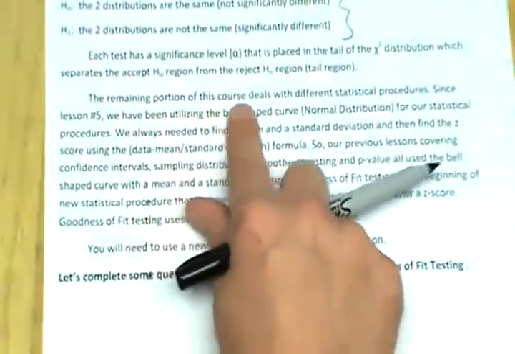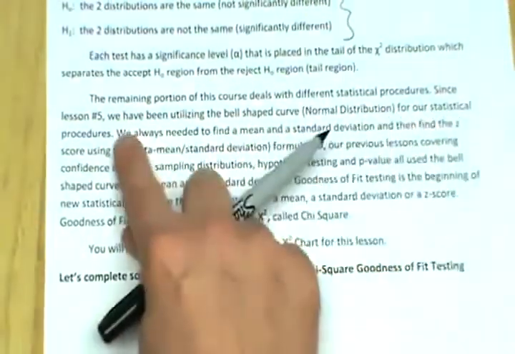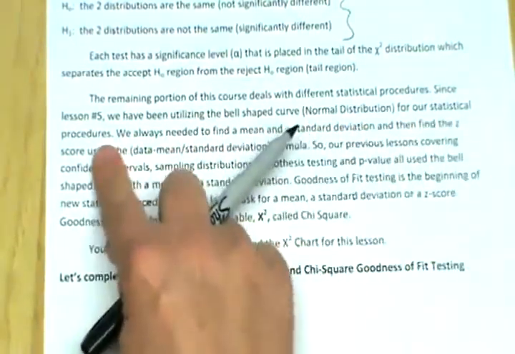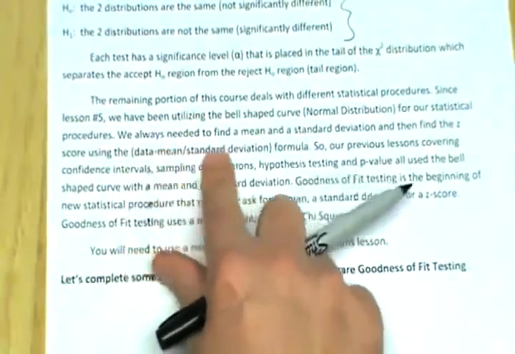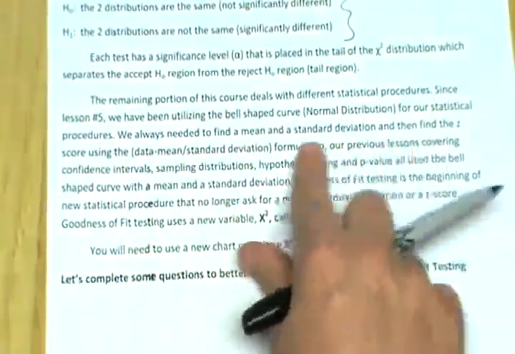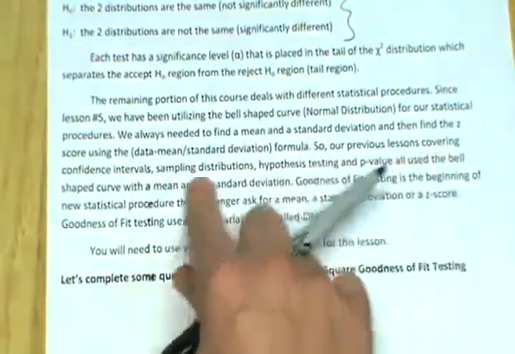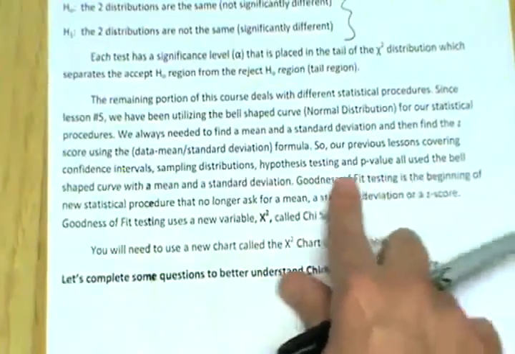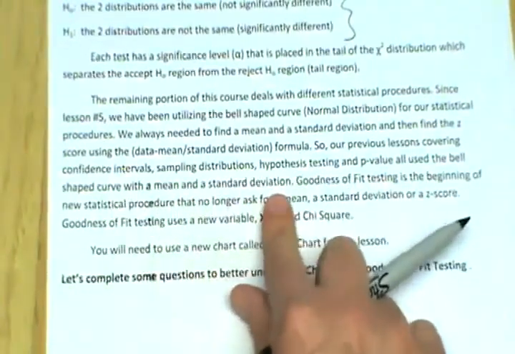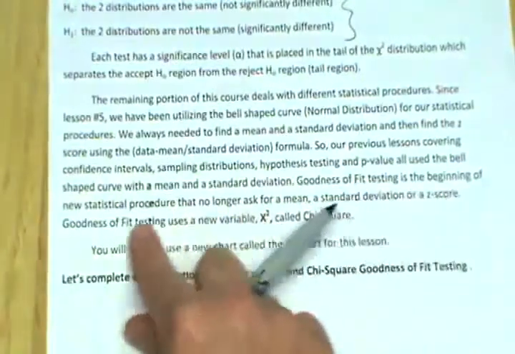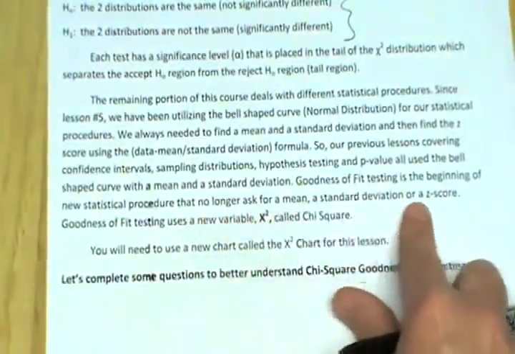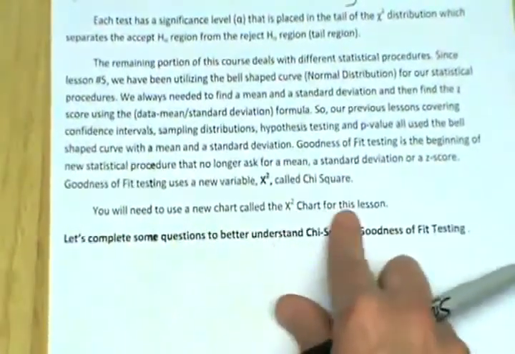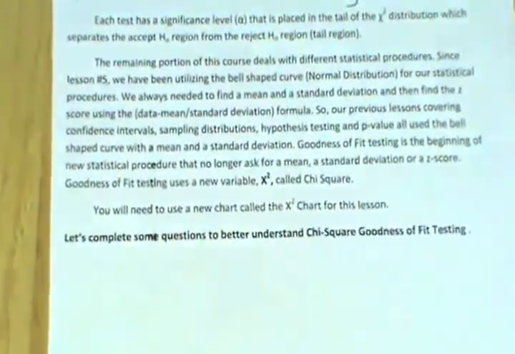The remaining portion of this course deals with different statistical procedures. Since lesson number 5, we've been utilizing the bell-shaped curve for our statistical procedures. We always needed to find a mean and a standard deviation, and then we had to find a z-score. So our previous lessons covering confidence intervals, sampling distributions, hypothesis testing, and p-value all use the bell-shaped curve with a mean and a standard deviation. Goodness of fit testing is the beginning of a new statistical procedure that no longer asks for these. It uses the new variable chi-square, and like I said, we're going to need a chi-square chart, and we're going to do a few examples.